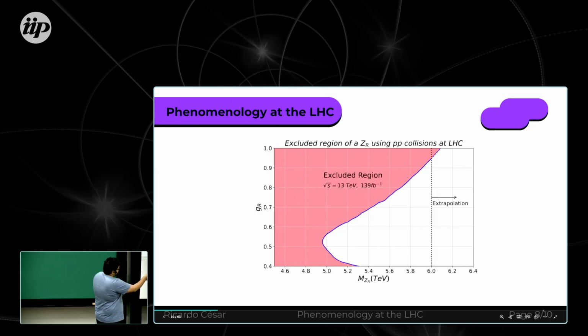Okay, that part to the right is the extrapolation, and normally the study of left-right symmetric models uses GR equals to GL, which is around 0.65. So for this case, we have a limit around 5.2 and 5.4 TeV for this specific case of GR, which is GR equals to GL. Okay?